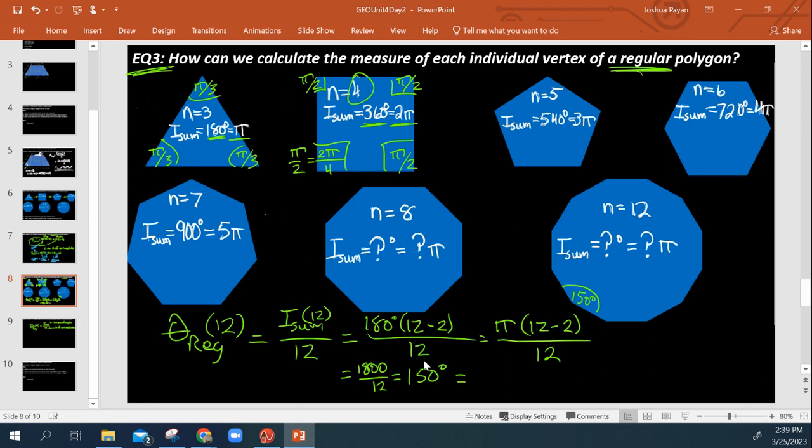Or in radians, 12 minus 2 is 10. 10 times pi is 10 pi. And 10 pi over 12, I don't even need a calculator for that. That would just reduce down to 5 pi over 6. So theta regular would simply be equal to 150 degrees, or if we're in radians, we would say 5 pi over 6 radians.